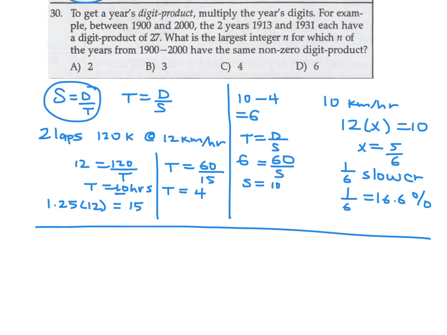And finally, to get a year's digit product, multiply the year's digits. For example, between 1900 and 2000, the 2 years, 1913 and 1931, each have a digit product of 27. What is the largest integer n for which n of the years from 1900 to 2000 have the same non-zero digit product? So our years are between 1901 and 1999 inclusive, right?